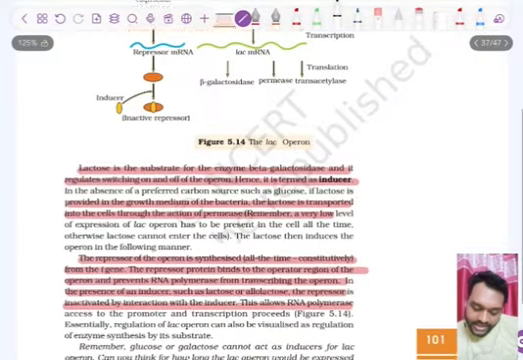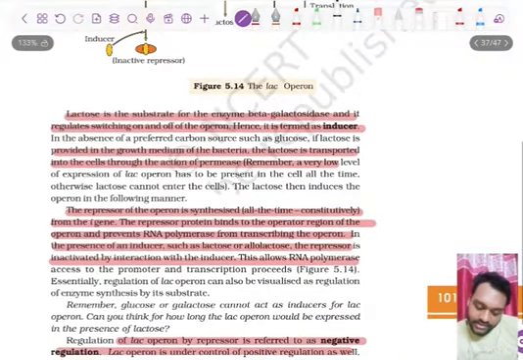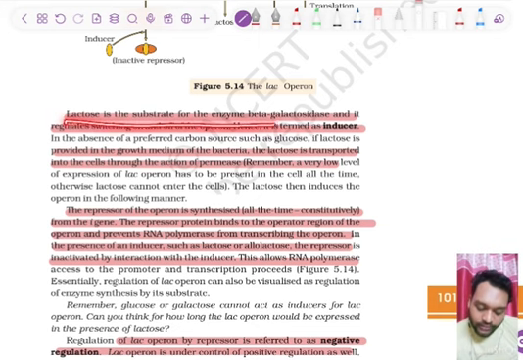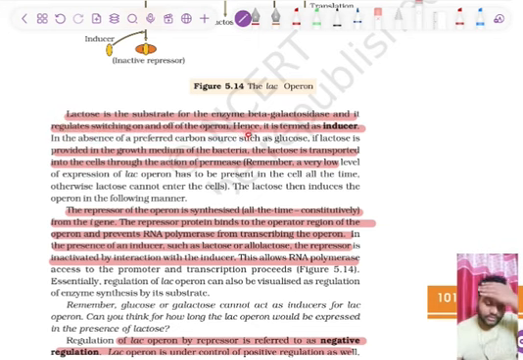What they have said is that lactose is the substrate for the enzyme beta galactosidase and it regulates the switching on and off of the operon. Hence it is termed an inducer. So lactose is called an inducer. This has been asked many times in your exams.